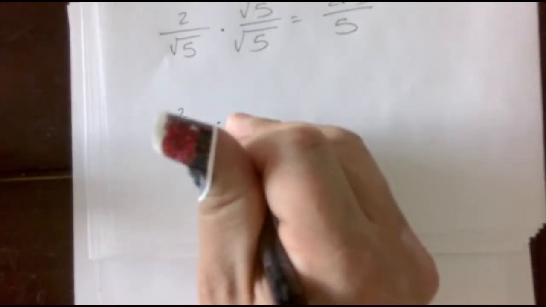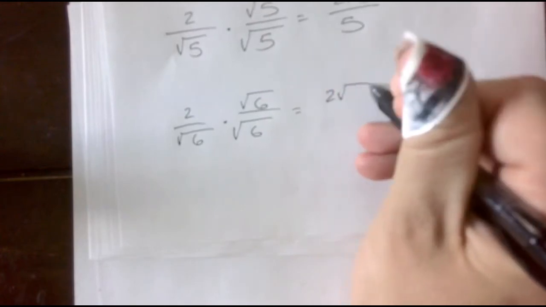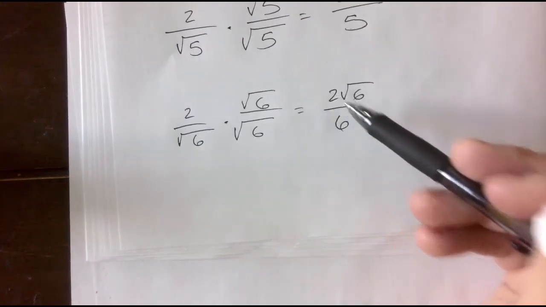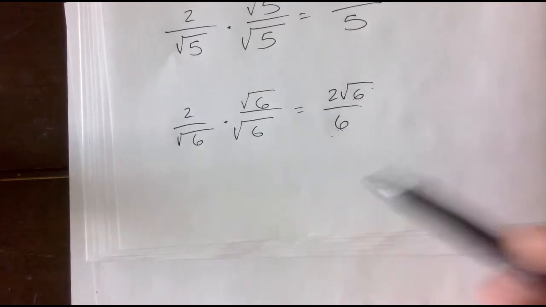And this is the last problem we're going to do today. So to be able to do it, we're going to times the top and the bottom by the square root of 6, which is going to give us 2 square root of 6 over 6. Now this problem right here is not done. Who in here can tell me how would this problem be simplified farther? What would we have to do?